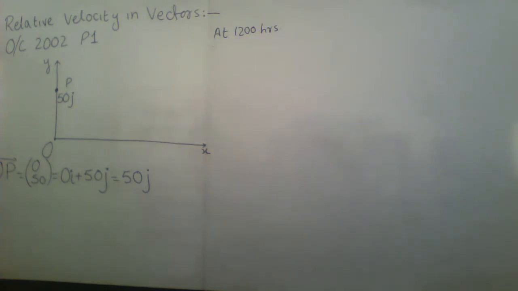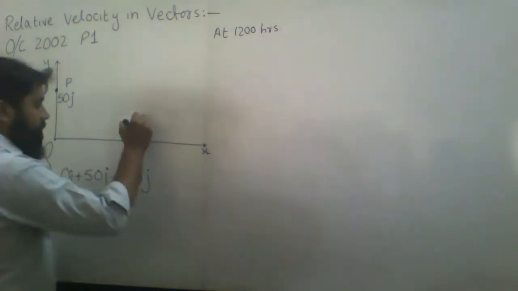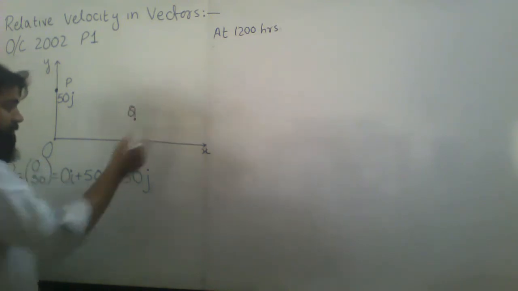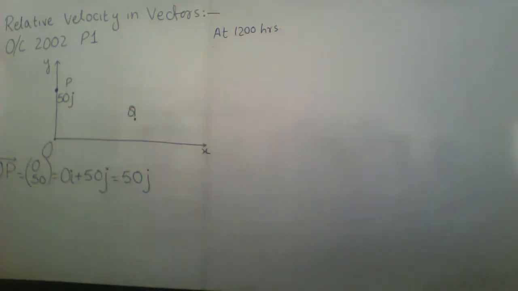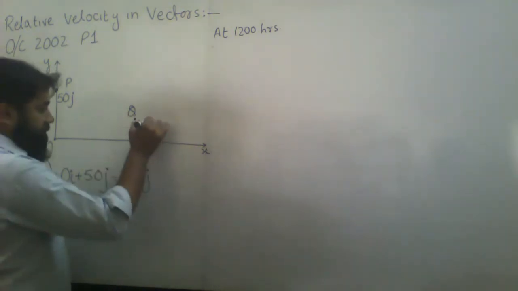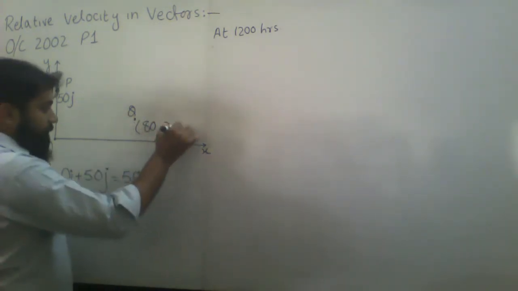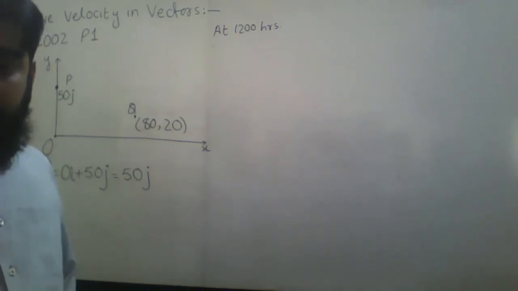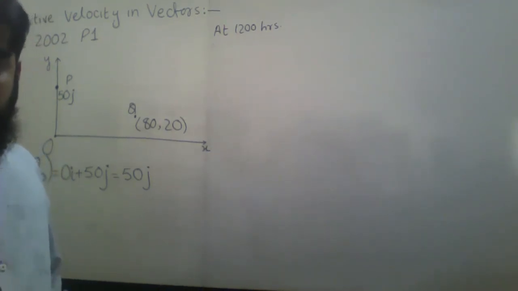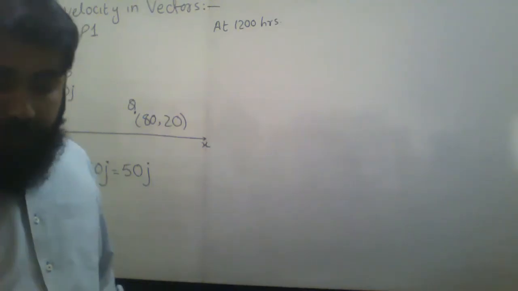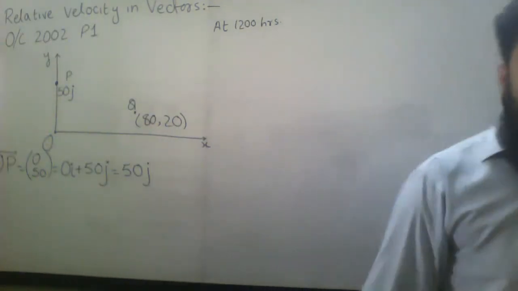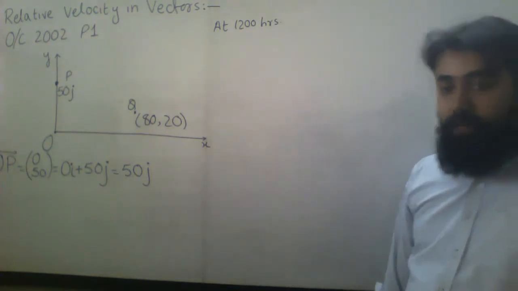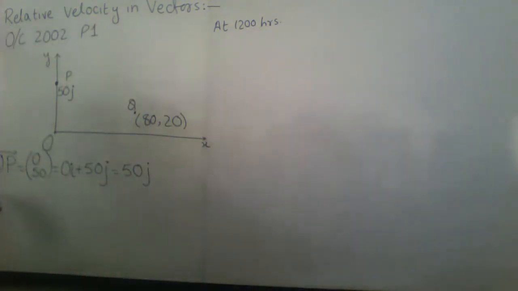And now they are giving us another ship Q. This is the point, just a roughly made point, and they are saying that the coordinate of this point is (80, 20). So now we are going to see how we can comprehend what is given to us about Q. Q is given as 80 and 20. So how will I write Q? Either I will write it in matrix form, so I will write 80 and 20.